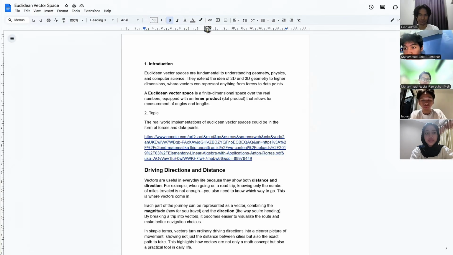And we will first start from the introduction. What is Euclidean vector space? Euclidean vector spaces are fundamental to understanding geometry, physics, and computer science. They extend the idea of 2D and 3-dimensional geometry to higher dimensions, where vectors can represent anything from forces to data points. A Euclidean vector space is a finite-dimensional space over the real numbers, equipped with an inner product that allows for measurement of angles and length.